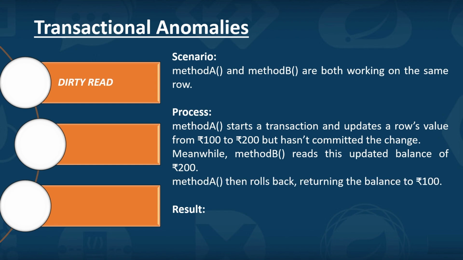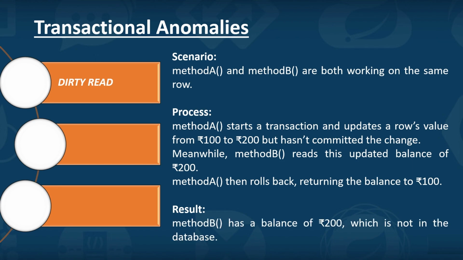Now in the meantime, method A will roll back the change, which simply means that the value in that persistence context as well as the database is still going to be 100 only. But in the meantime, whoever invoked method B was told that the value of balance in the database is 200, which means method B is going to provide us the wrong information. Hence we call it a dirty read, because it gave me a value which was not actually there in the database, because it read quickly from the persistence context only.